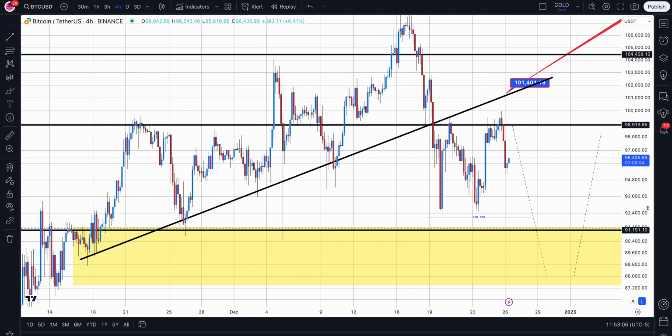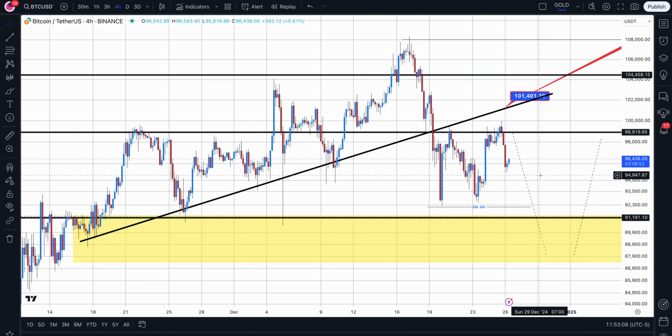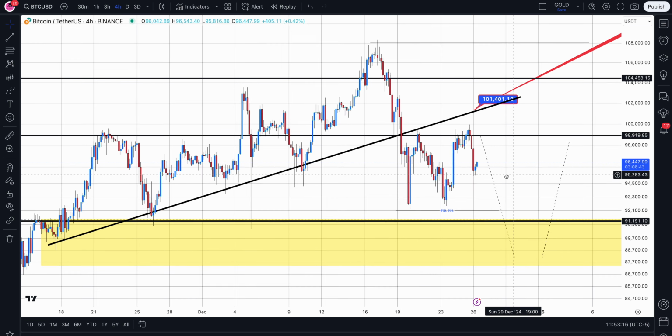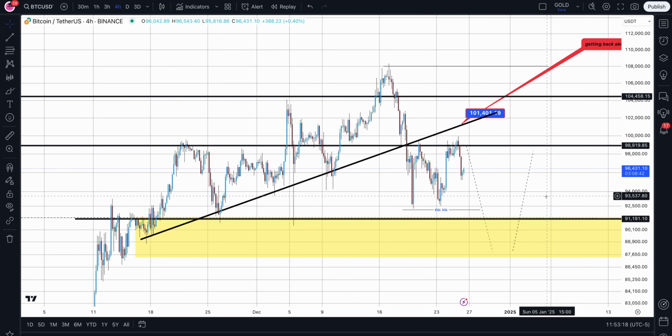So this is what I think with Bitcoin. Don't worry, our alts are soon going to go up. We're very close to a bottom, and don't get shaken out.